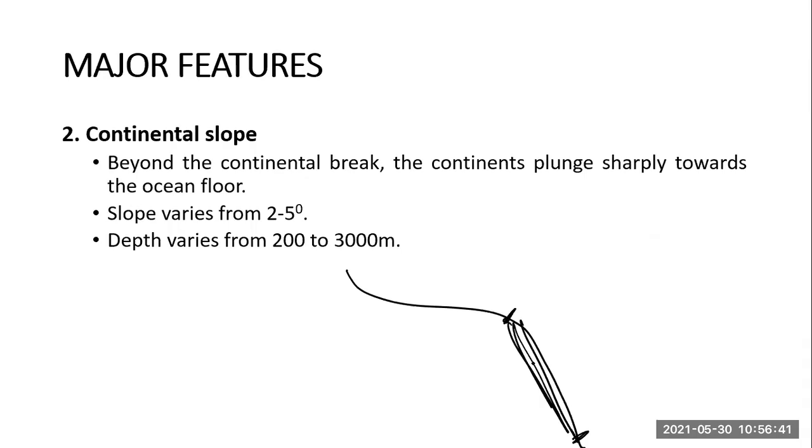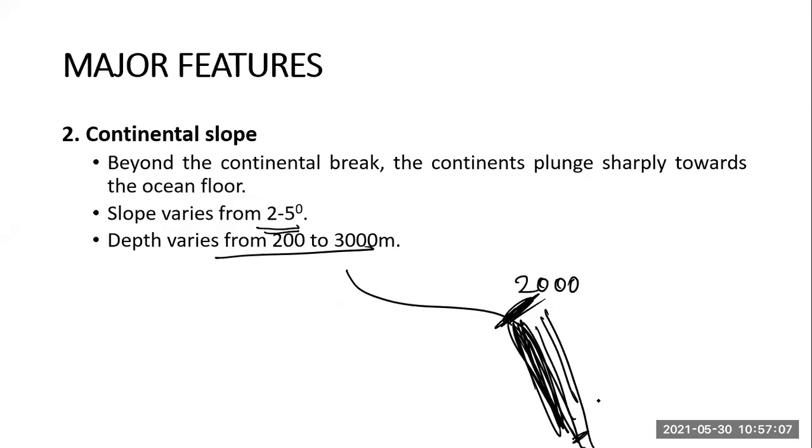The steeply sloping region, locations which are very steep, is what we call the continental slope. So beyond the continental break, beyond the shelf break region, you can see that the ocean floor is plunging towards the deep ocean floor. It has a steep sloping structure. Such locations are what we call the continental slope, in which the slope varies from 2 to 5 degrees and the depth varies from almost 200 meters up to 3 kilometers. So this is the variation of depth in the continental slope region.